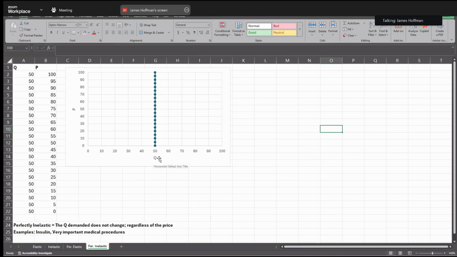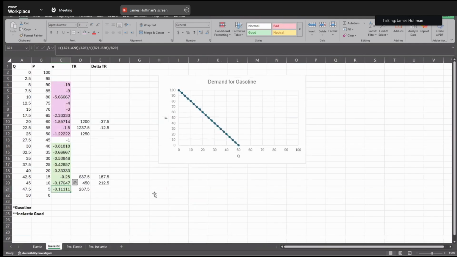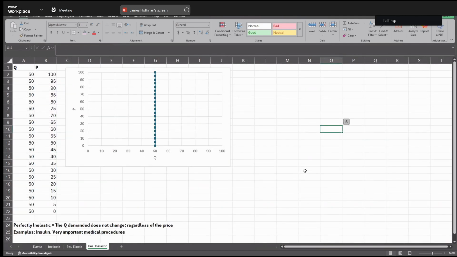There is no substitute, right? There's no substitute for insulin. There's no substitute for a heart transplant, things like that. Where in this case, the gasoline, not a lot of substitutes, but you don't have to get gas. You can buy an electric car. Okay. So those are all the cases.